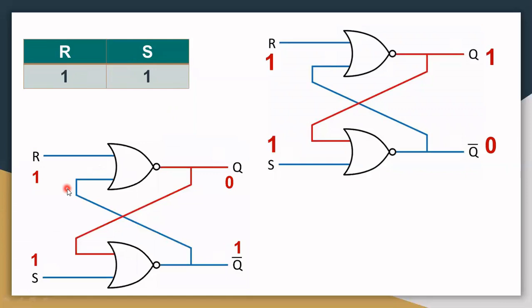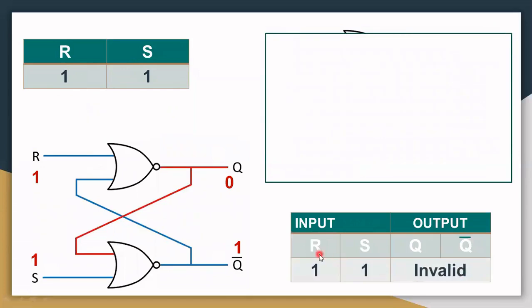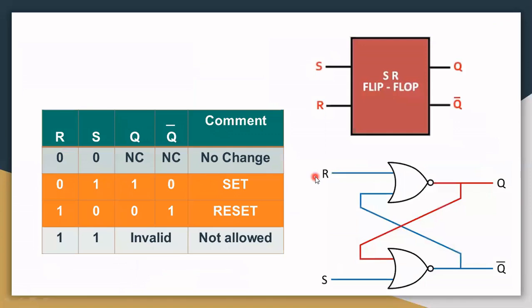So, the same is in this case also. Therefore, we are not considering this case. So, when R is equal to S is equal to 1, this is an invalid state. So, when we consider the SR flip-flop, we are interested in two states. That means the set state and the reset state, and the other two states are irrelevant. So when R is equal to 0 and S is equal to 1, we get Q is equal to 1 and we can store 1. That is the set state. When R is equal to 1 and S is equal to 0, we can store 0. That is called the reset state.